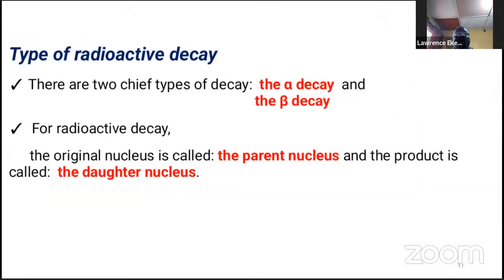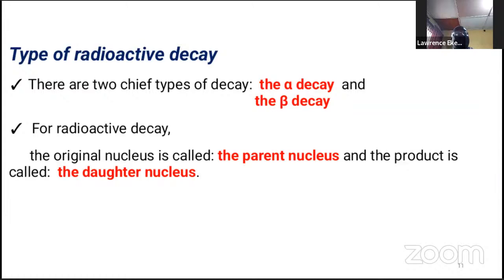Now, we've said there are 3 major types of radiation that are usually given out. We call them rays or we call them particles. They include the alpha, the beta, and the gamma. However, when we talk about radioactive decay, there are 2 major types of radioactive decay. They include the alpha decay and the beta decay.